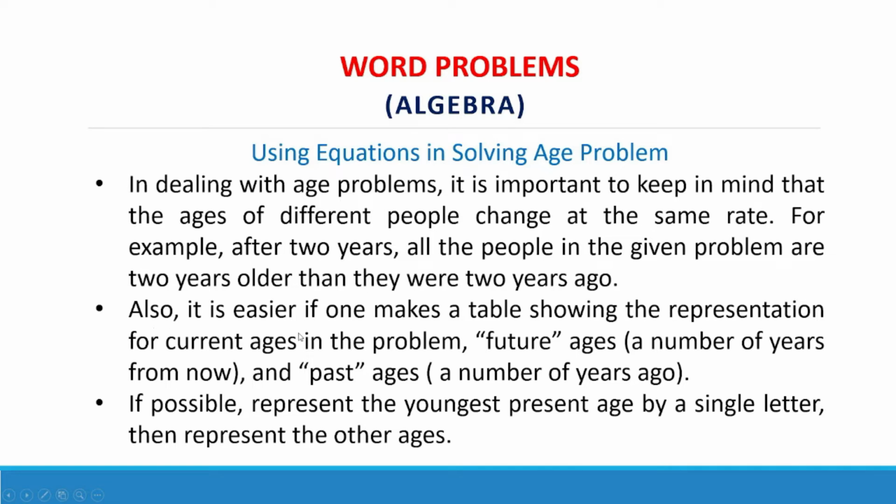Also, it is easier if one makes a table showing the representation for current ages in the problem, future ages or a number of years from now, and past ages a number of years ago. If possible, represent the youngest present age by a single letter, then represent the other ages.